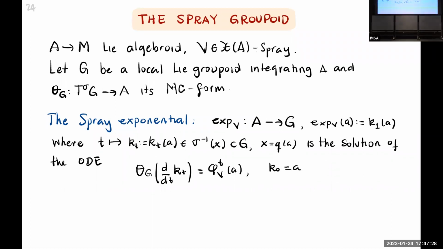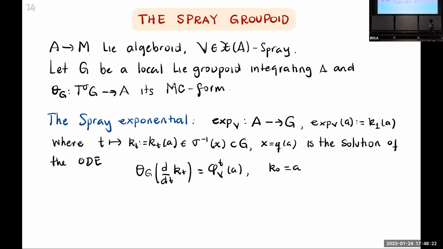Here I'm using the flow of B and the Maurer-Cartan form of G. But what I'm doing here is the following. Remember that we already have integration of morphisms of Lie algebroids. So I have A, and I have the identity map. Then I have two local Lie groupoids integrating A: G, the one that I started with, and the spray groupoid, which as a space of arrows is A itself. What I'm doing here is just integrating the identity map.